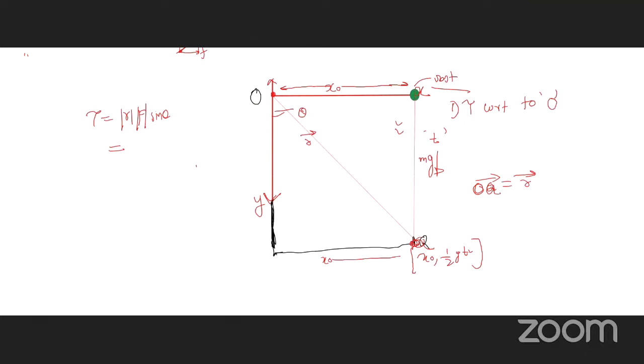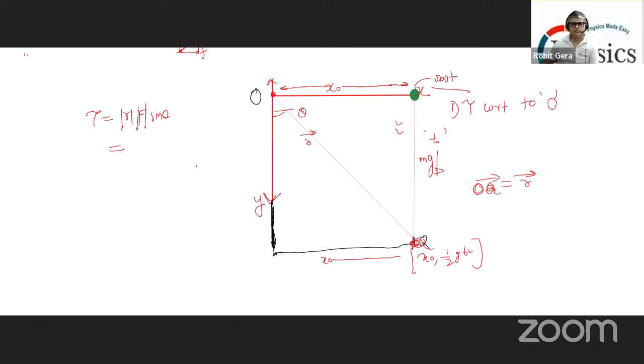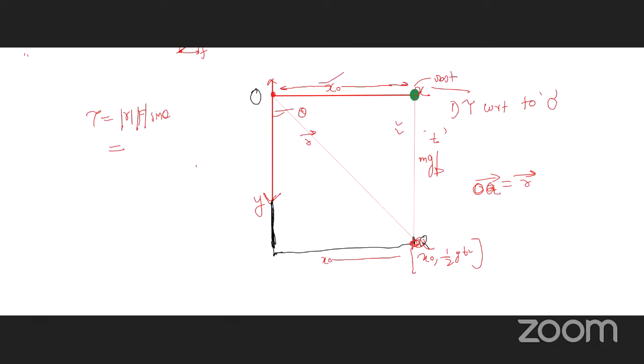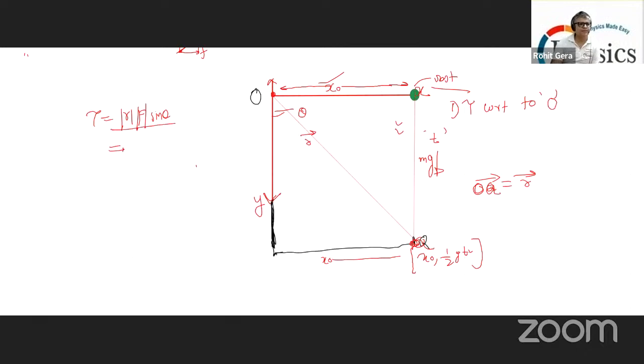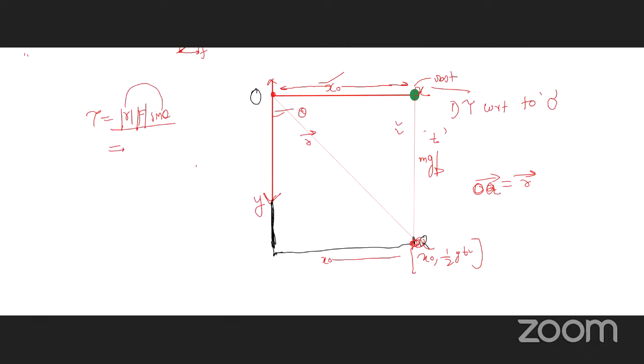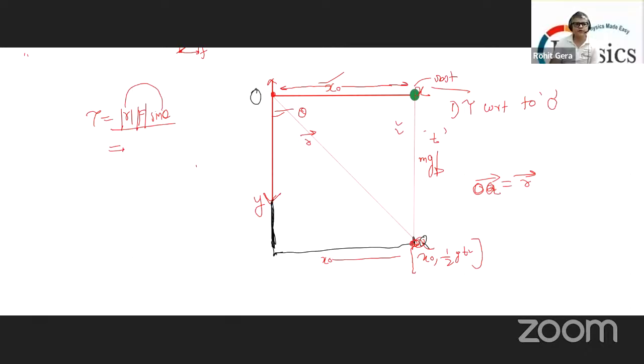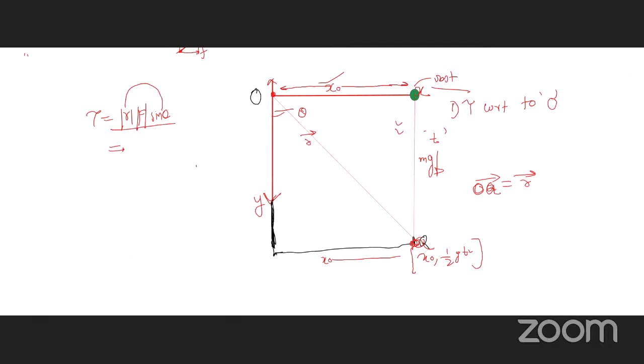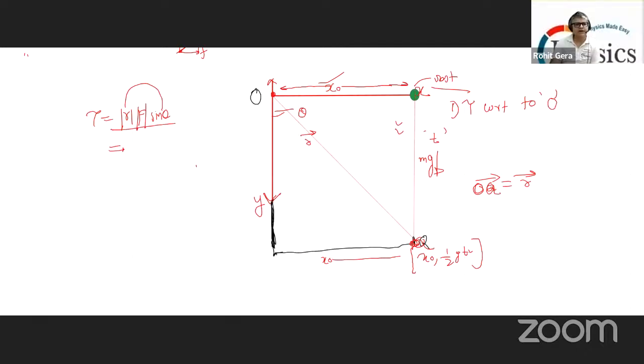And what is the perpendicular distance? The perpendicular distance is x naught. Either use the formula R F sine theta, or use the perpendicular distance formula. R sine theta is the perpendicular distance. mg x नॉट, which formula are you applying? That's my question to you first. R cross F में तो perpendicular distance नाम का word ही नहीं लिया तुमने. That is a vector format. That is a formula of torque, right? R cross F.